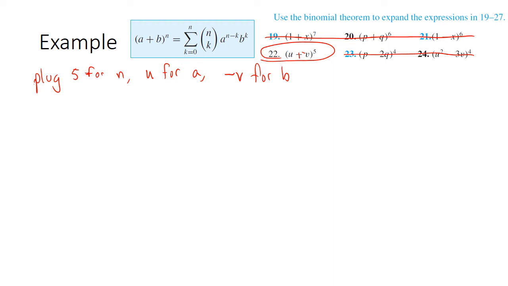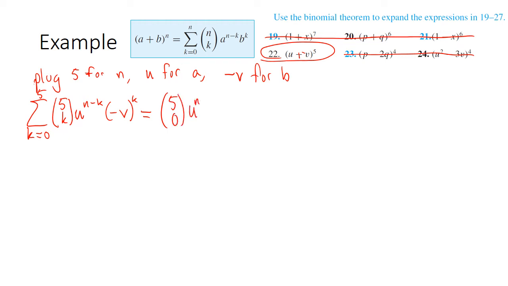Okay, so then I'm going to get the sum from k equals 0 to 5 of 5 choose k, and then u to the n minus k, and then negative v to the k. Okay, so let's write out what this is. So starting with k equals 0, u to the n minus 0, negative v to the 0, and then just keep going like this.